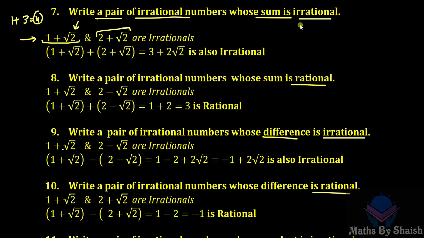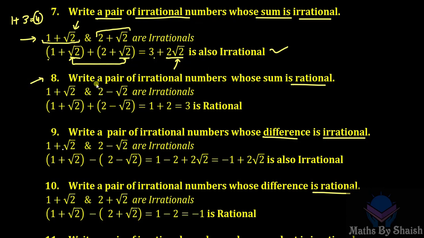So if we require the sum to be an irrational number, we need to keep these two numbers somehow. If we take 1 plus root 2 and 2 plus root 2 and add them, 1 plus 2 will be 3, and root 2 plus root 2 will be 2 times root 2, which is still there, so it is going to be an irrational number. So the sum of the two irrational numbers is irrational in this case.